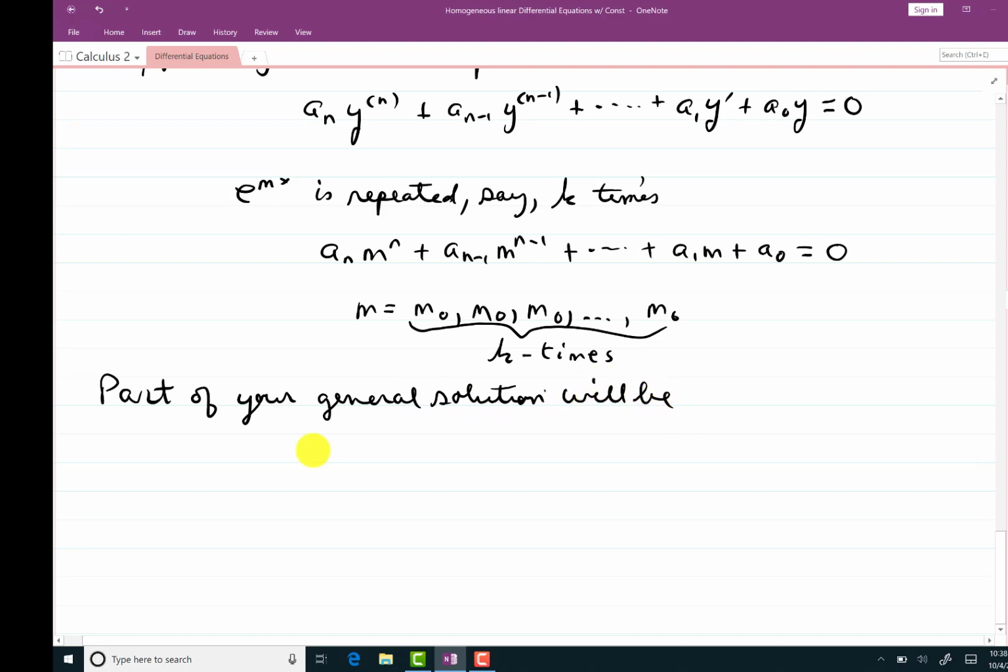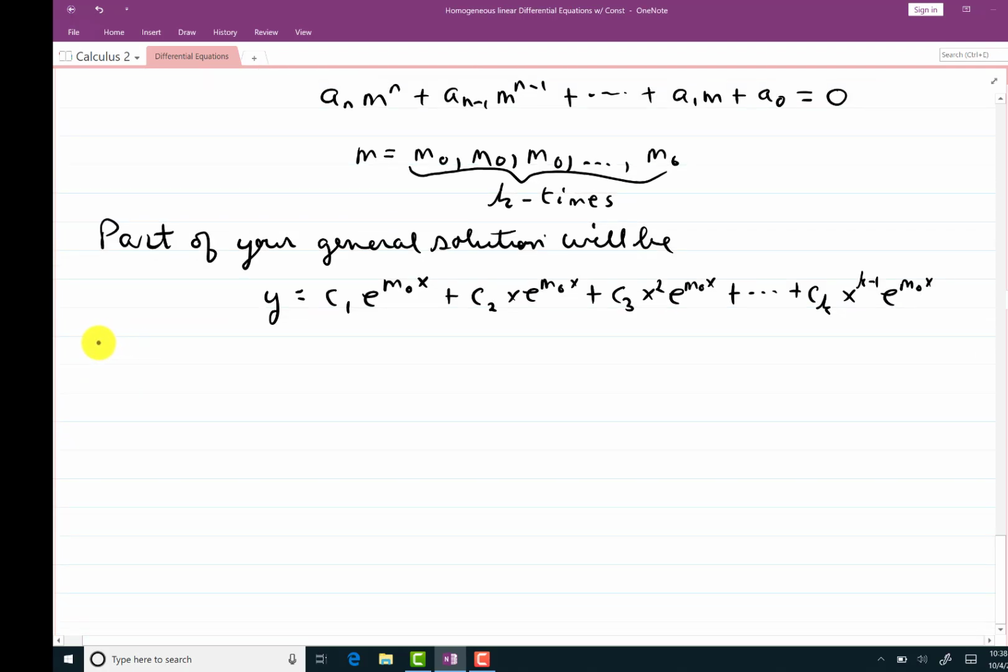So what you'll get is c1 e to the m sub 0 of x, but then you'll get c2 x e to the m sub 0 of x. Then you'll get c3 x squared e to the m sub 0 of x. And this will go on and on until, if it's repeated k times, you get to ck times x to the k minus 1 e to the m sub 0 of x. So you just keep incrementing the power on x to give you linearly independent solutions.